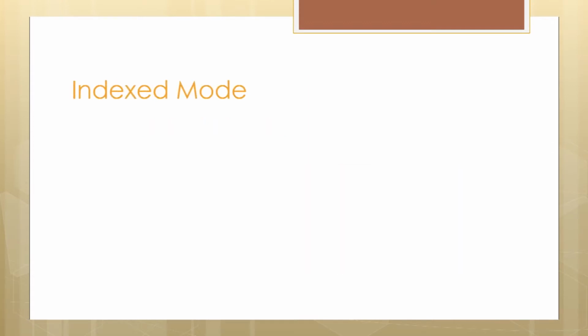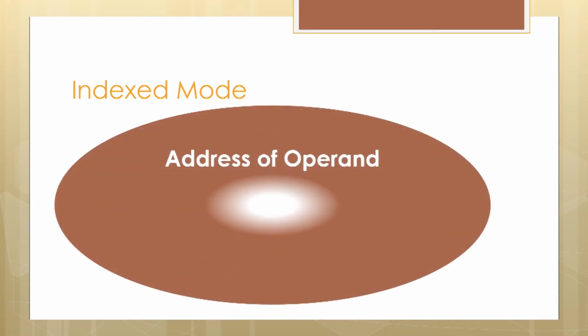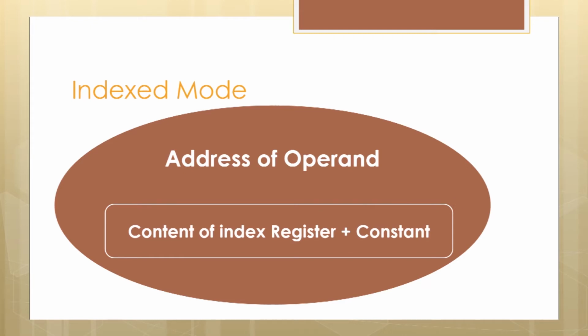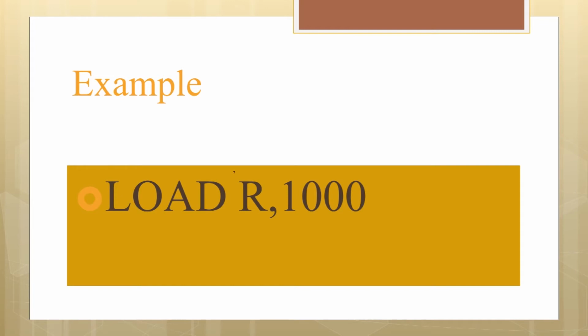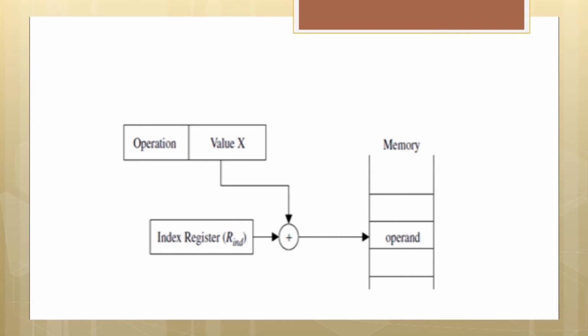Next one is indexed mode. Here, the address of an operand is obtained by adding a constant to the content of the index register. Consider load R, 1000(index), which loads register R with the contents of the memory location whose address is the sum of 1000 and the contents of the index register. Let the value in the index register be 100. So, the address of the operand will be 1000 plus 100 is equal to 1100. This means the operand is at location 1100 in memory.